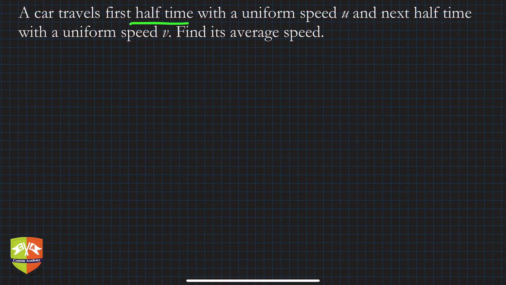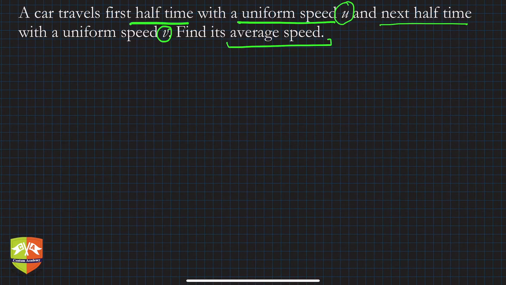So this question says that a car travels the first half time with a uniform speed, u. For the first half time, it travels at a uniform speed of u, and the next half time with a uniform speed of v. And the demand of the question is to find the average speed.